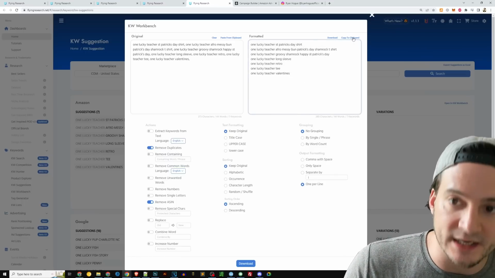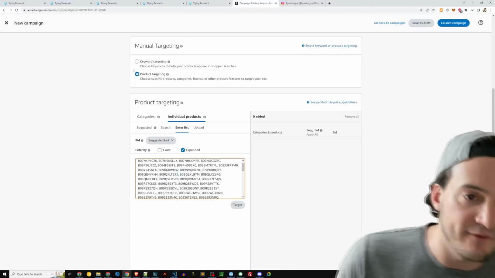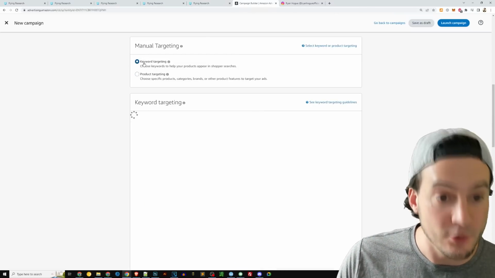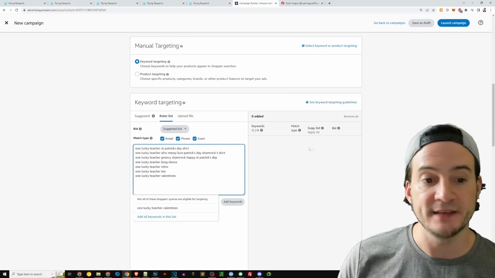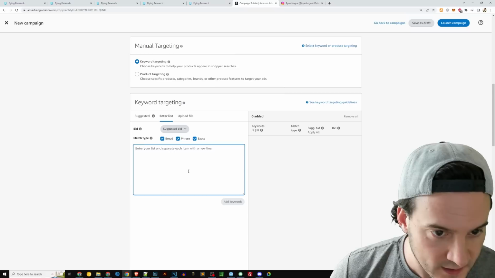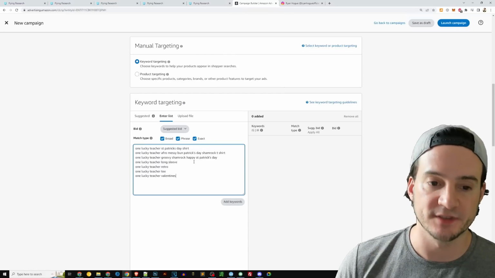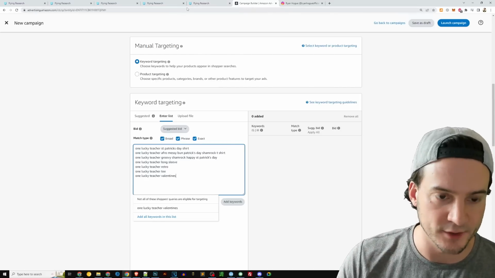I will click copy to clipboard. Jump on over here to my ad campaign. Let's say, okay, never mind, I'm not doing product targeting. I'm going to do manual targeting. I'm going to say enter list and then boom, I just paste and I've got them all one line at a time. I actually don't know, can you do it by commas? Yeah, no, it has to be one line at a time. So you can't do commas on this one. I was like, I think I'm going crazy, because I always do it one line at a time.